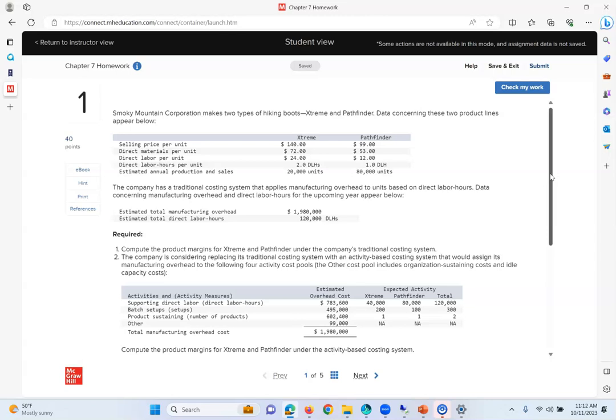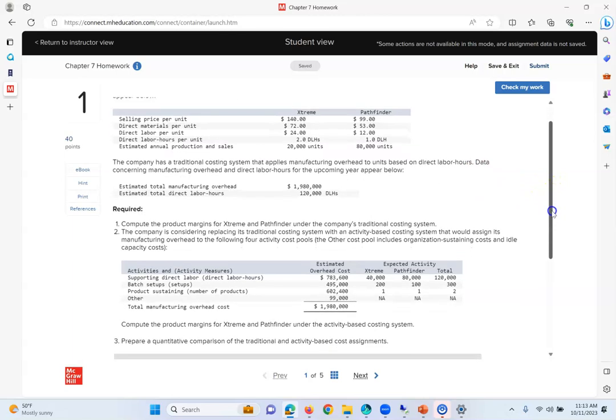The company has a traditional costing system that applies manufacturing overhead to units based on direct labor hours. Data concerning manufacturing overhead and direct labor hours shows 1,980,000 of manufacturing overhead at 120,000 direct labor hours. It tells us to compute the product margins for Extreme and Pathfinder under the company's traditional system.